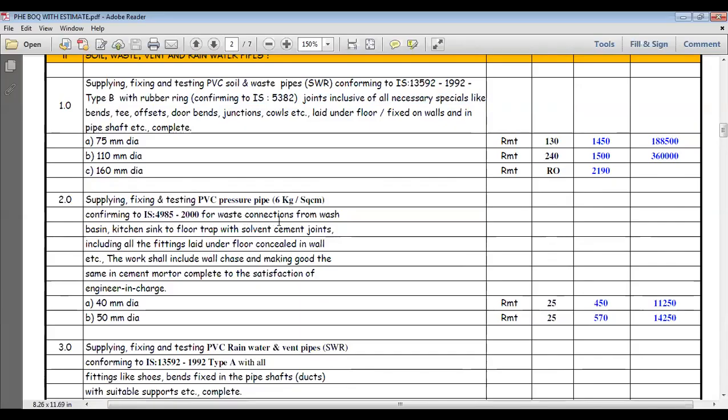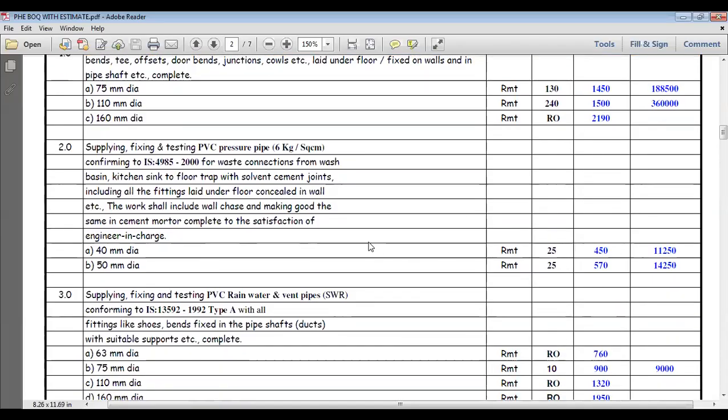200 for waste connection for wash basin, kitchen sink, to floor, solvent cement sand, inclusion of putting laid under floor, concealed with the wall, etc. Like that, we have put the size also, 40 and 50 mm. We are used to that running meter also we have to put.